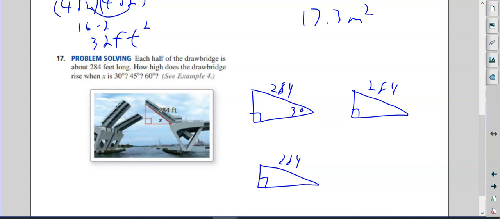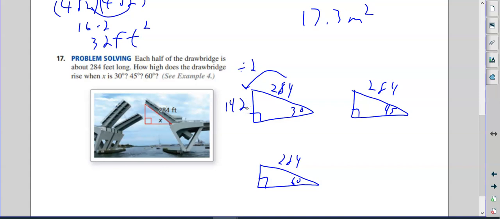So we're going to put a 30 here. This one's going to be a 45, and this one's going to be a 60. Obviously, they are not, again, not drawn to scale. Okay? And then we're going to do our math. So from the hypotenuse to the small side on a 30, it's just divide by 2. So that's 142.